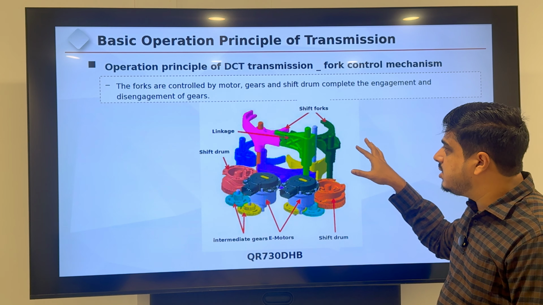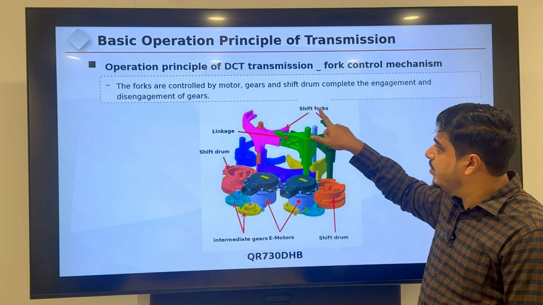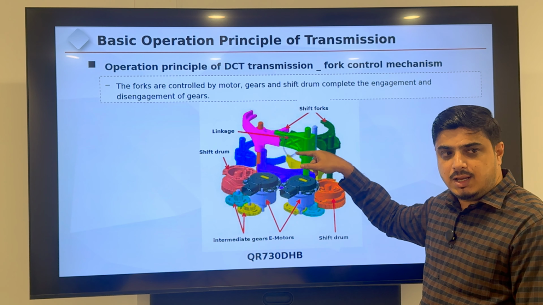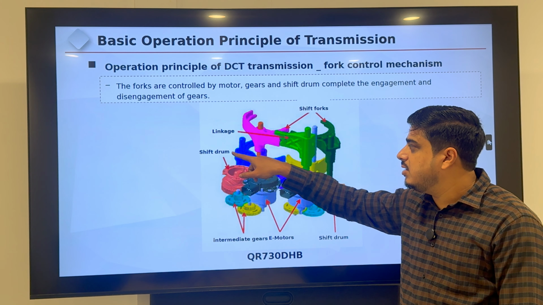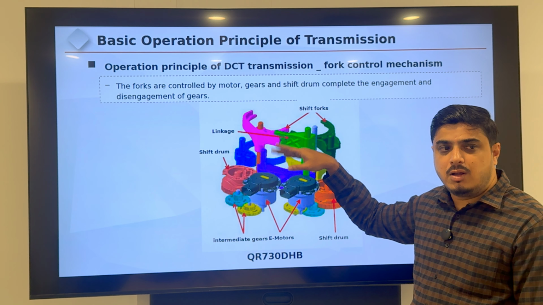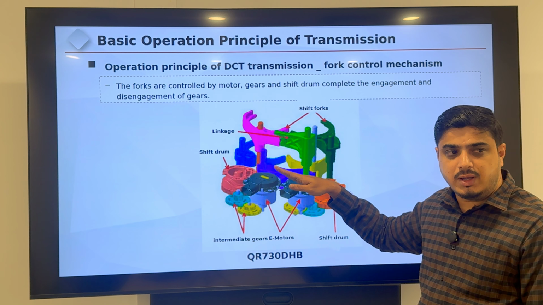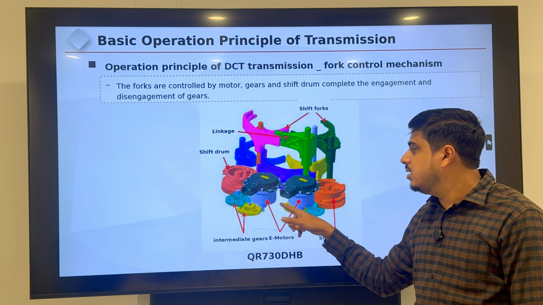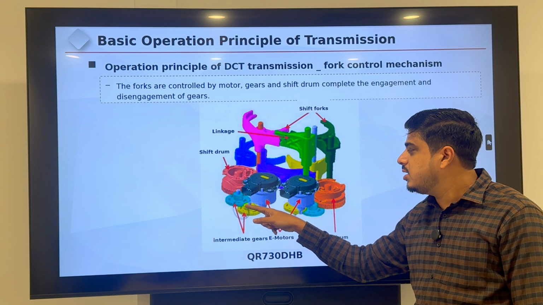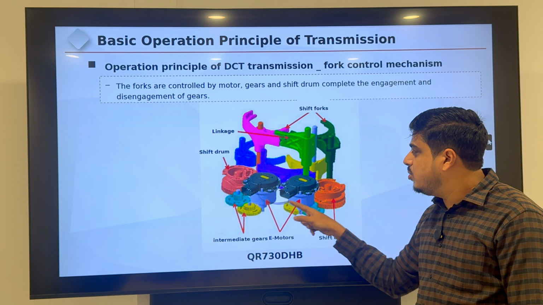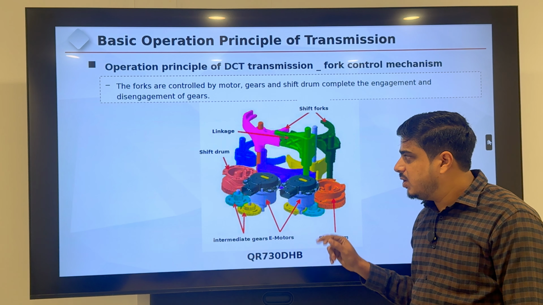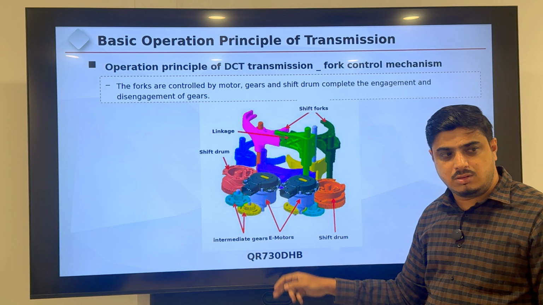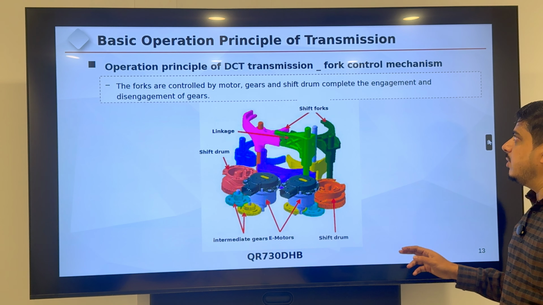What are the main parts in that? These are the main forks. To control the main forks, there is a linkage, and the shift drums also. Shift drums also help to shift the gears in a proper way. And there is an intermediate gear and E motors. These are the gear motors. These are the motor and shift drum. Two shift drums, intermediate gears and motors. Next.